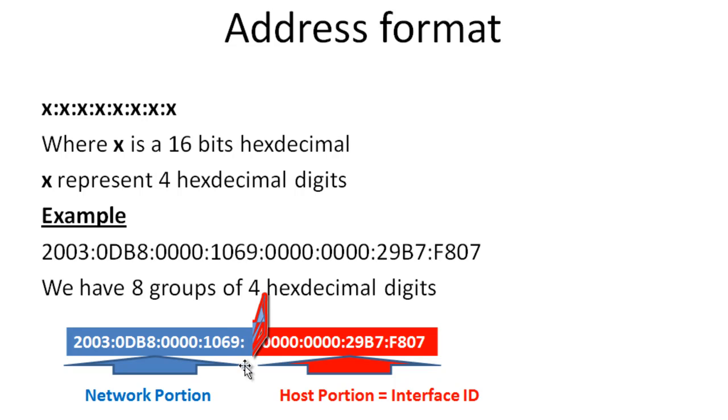The IPv6 address is divided into two. The first 64 bits are the network portion, and the last 64 bits are the host portion, usually called the interface ID. This is going to be very simple, because unlike IPv4, the address is always divided into two parts. The network portion is going to be 64 bits, and the host portion, the interface ID, is going to be 64 bits. I'm going to talk about the interface ID later on.